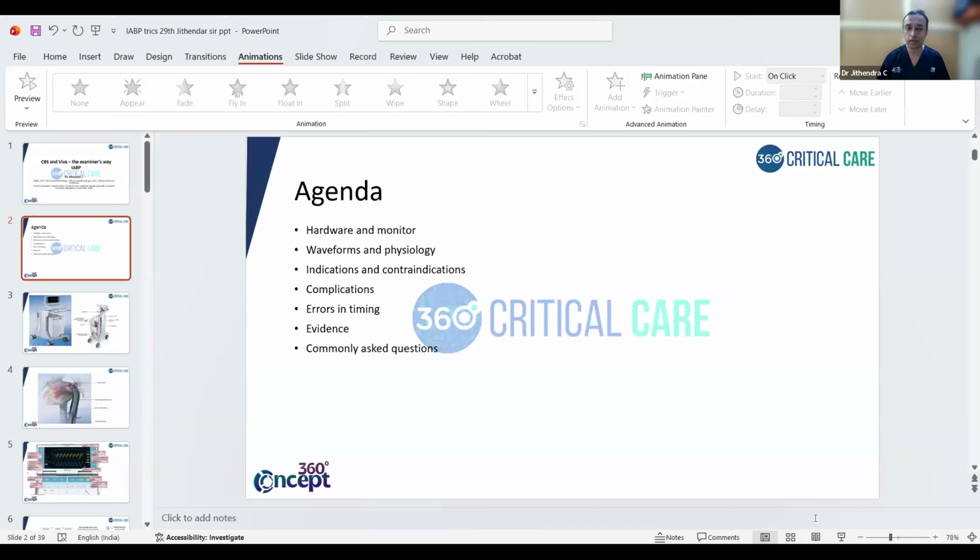And here we have waveforms, and we know there are errors in timing. That is a hot topic in IABP. You'll have to identify the error in timing, what you do, and how you recognized it. That is what they'll be expecting in your exams. Next, a little about the evidence, because now it is evidence-based medicine, and for any question you can expect them to ask about evidence. And next, I'll discuss the most commonly asked questions also. That is the agenda for today's discussion.